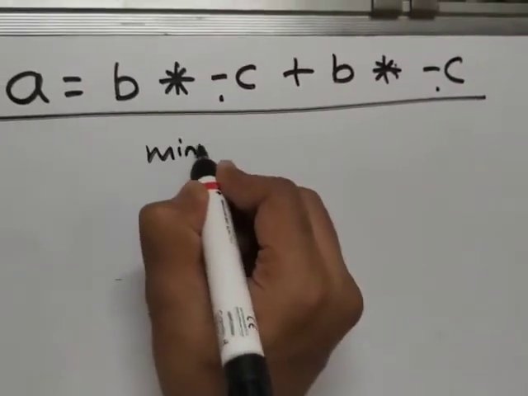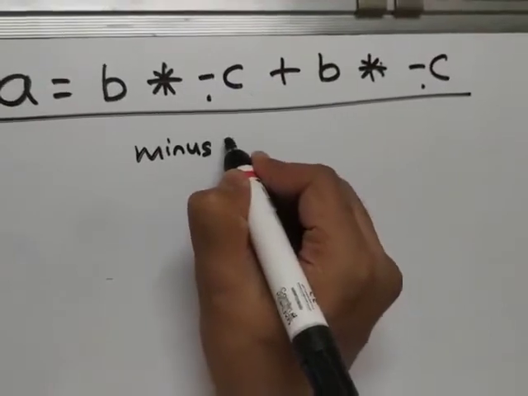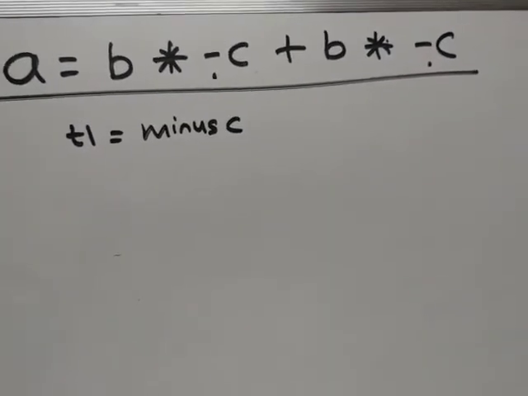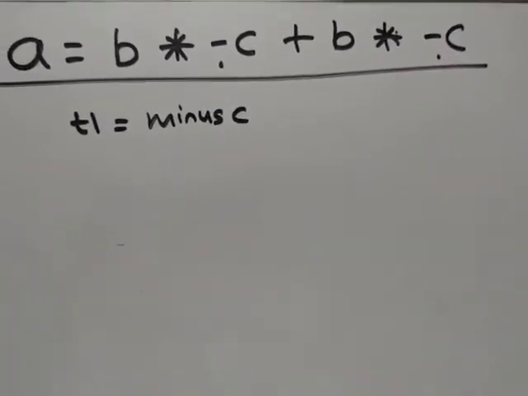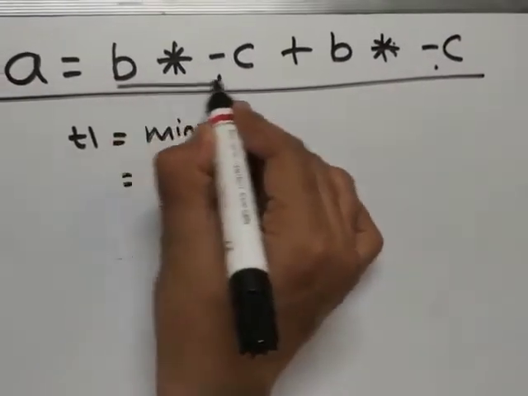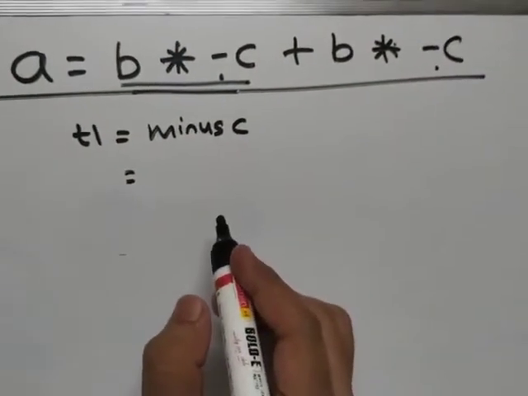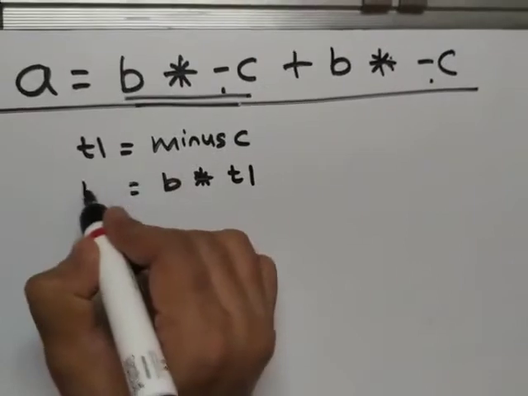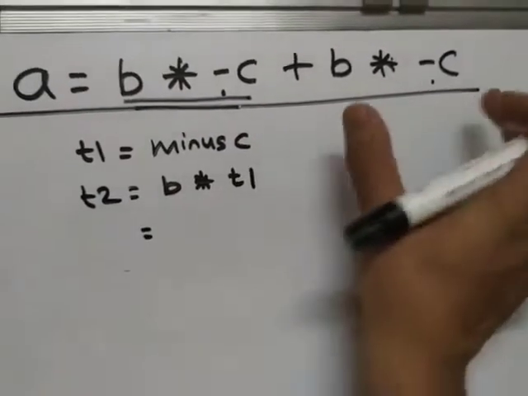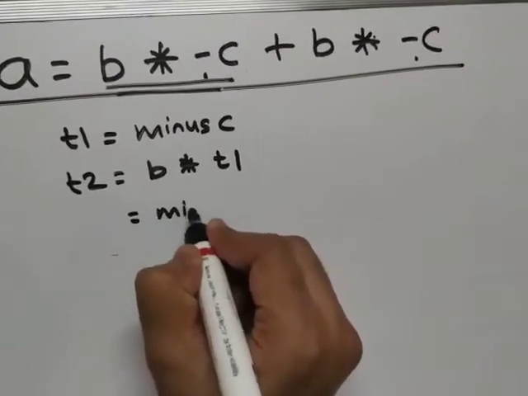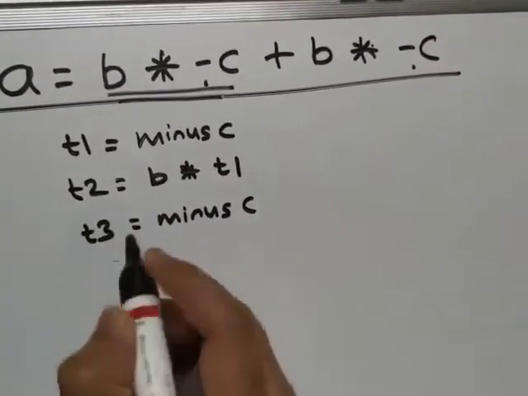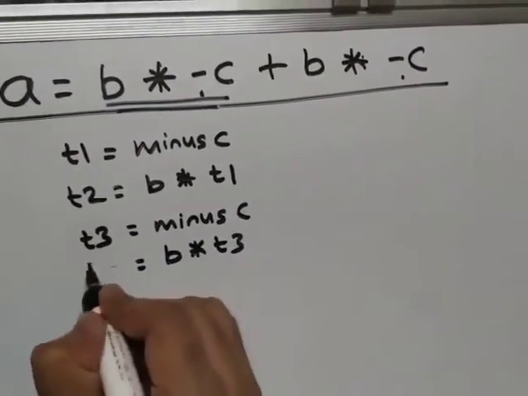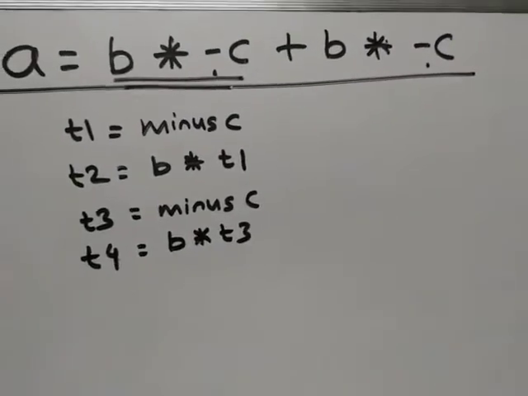I will be creating the code for that, that is minus c, and assigning it to t1. Then I will be computing code for this particular expression, b star minus c. So it will be b into t1 and assigned to t2. Then create for the next part. Again I will create minus c, that is t3. So b into t3, and assign that to t4.